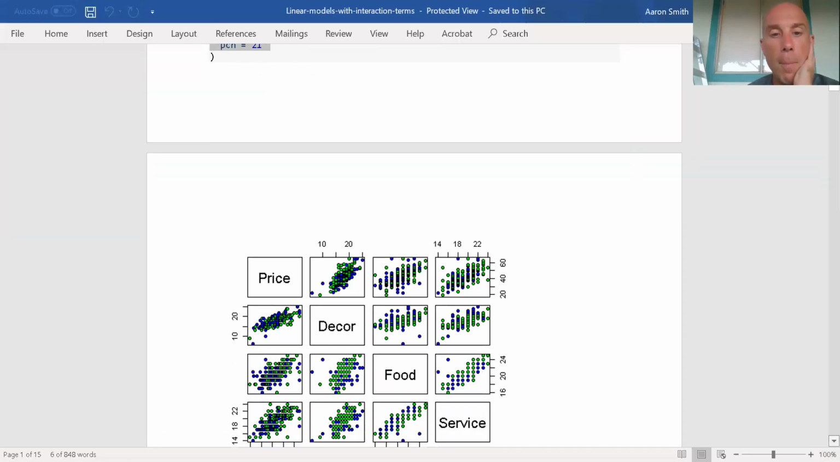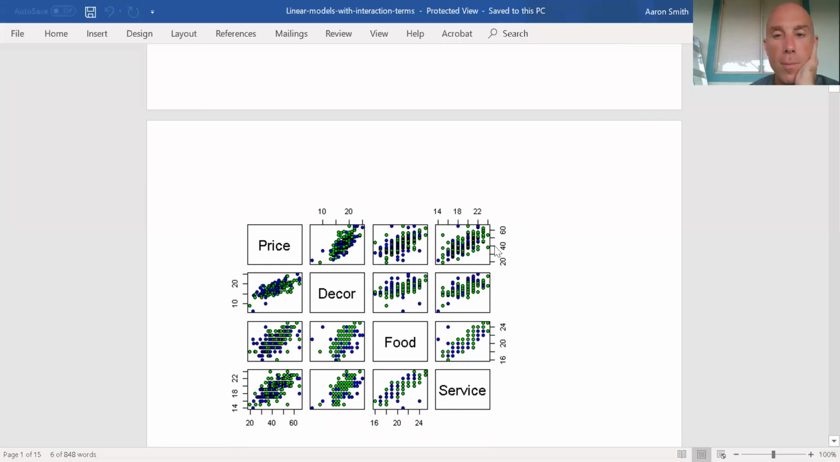I'm not really seeing a pattern, honestly. Looking here, I see green throughout, I see blue throughout. If I go along here, price is the y-axis, and I don't really see a vertical separation going on. Now here between decor and food, maybe there might be something going on, a little bit of difference, but those are predictor variables.